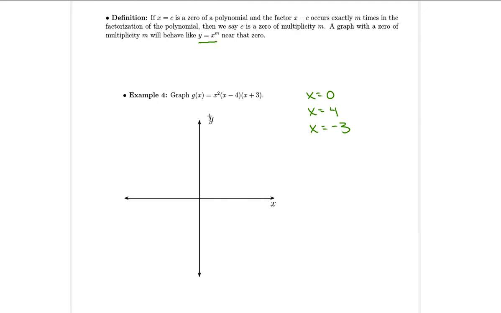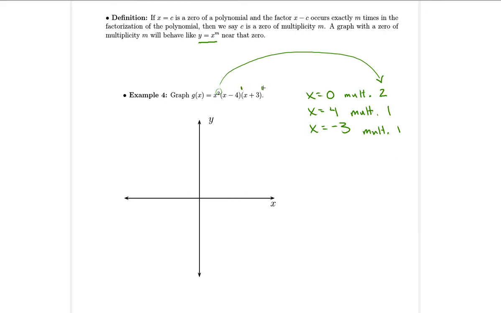Okay, so let's first of all list out the multiplicities of these zeros. So x equals 0 has multiplicity 2, right? Because there is the second power on the factor that produces 0. x minus 4 is multiplicity 1, and x equals -3 is multiplicity 1, because for both of those factors there's just really a 1 up there.